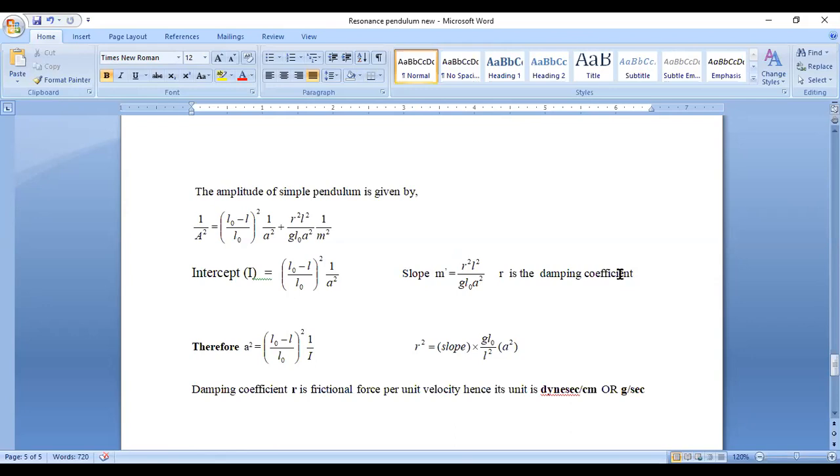You see, your amplitude is dying. So we want to study the decay, how the amplitude is decaying. You see that the amplitude of a simple pendulum is given by 1 upon a square, and this is (L0 minus L upon L0) whole square, 1 upon a square plus R square L square upon G L0 a square, 1 upon m square.